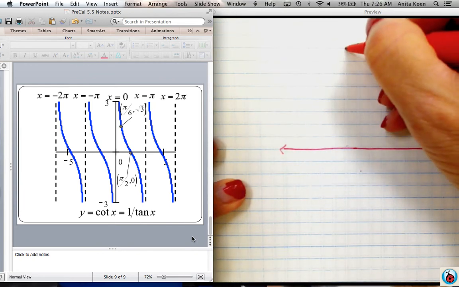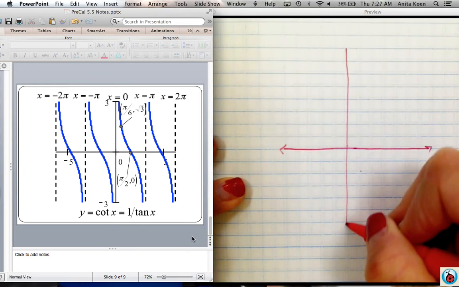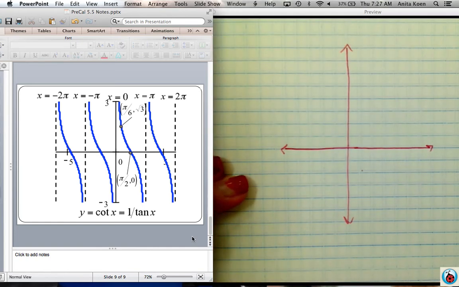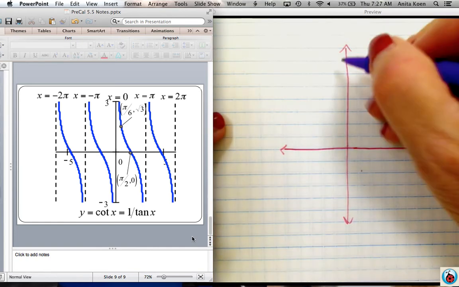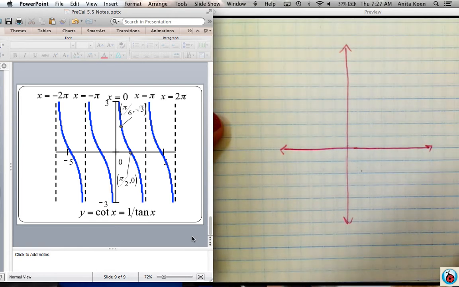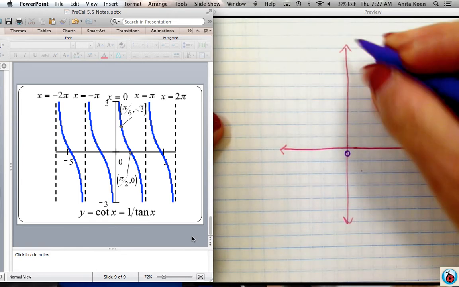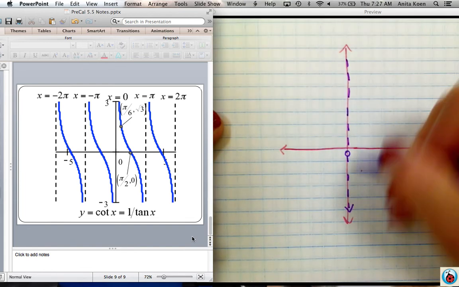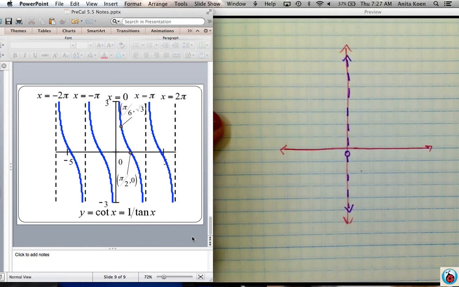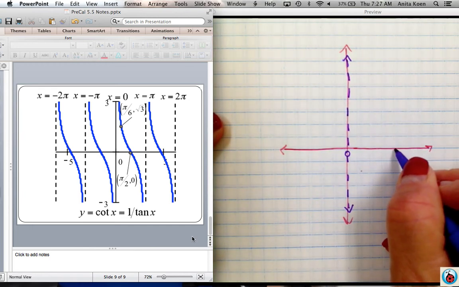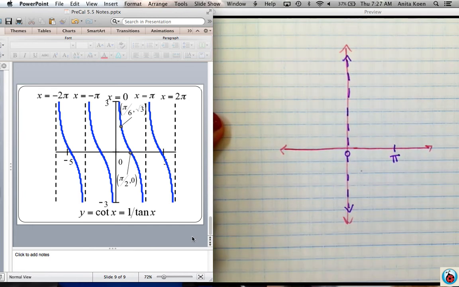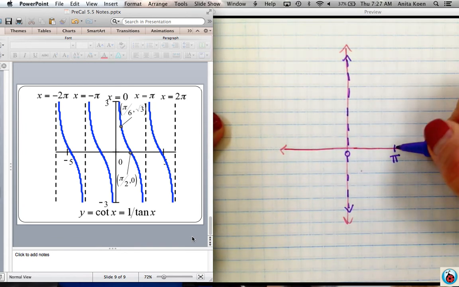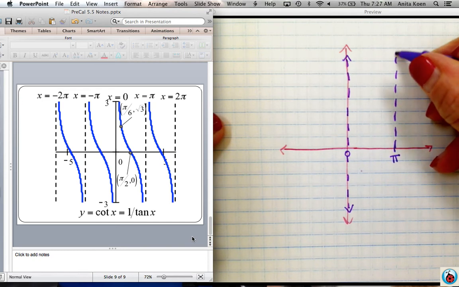Okay, we're going to talk for a minute about why our asymptotes are at 0 and pi. The asymptotes are at 0 because the cotangent is the cosine over the sine. So at 0, my asymptote is going to go there because the cosine of 0 is 1 and the sine is 0. So 1 over 0 is undefined. And then we're going to come over here and see that at pi, we also have a cosine of 1 and a sine of 0. So 1 divided by 0 is undefined.